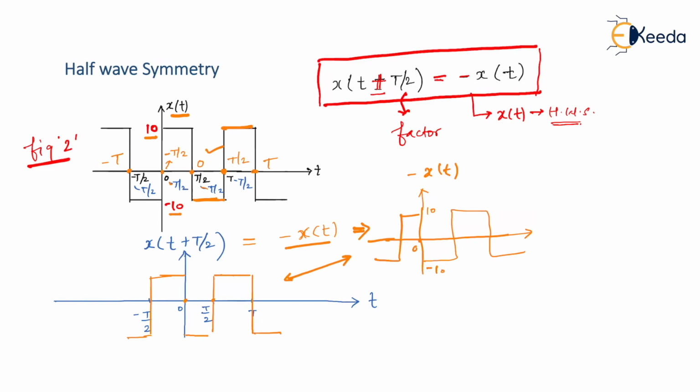What is meant by odd harmonics are present? If the fundamental frequency for the given x of t signal is omega naught, then I'll get frequency components this way: omega naught, 3 omega naught, 5 omega naught, 7 omega naught. That is, only odd harmonic components would be present.